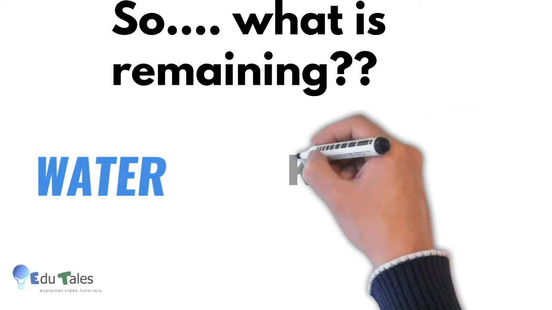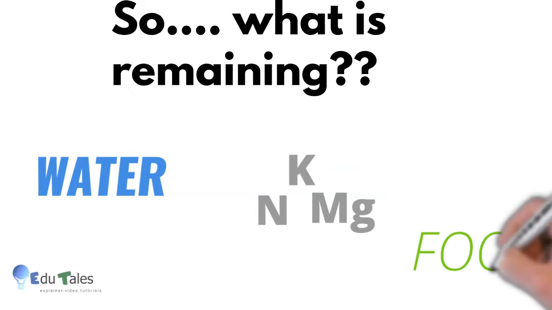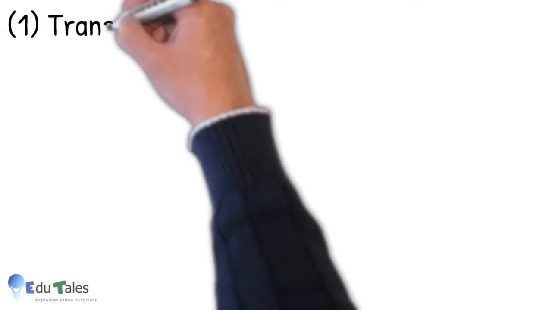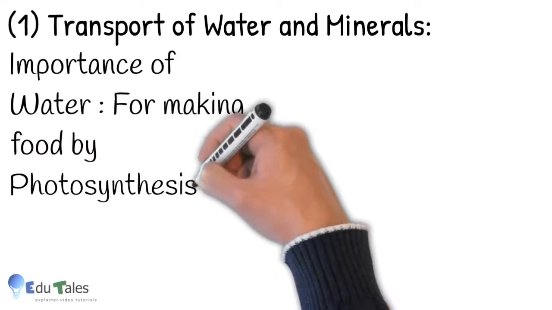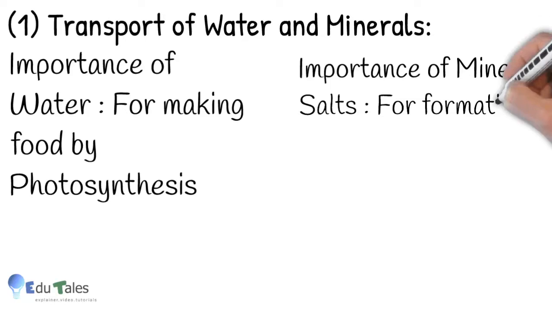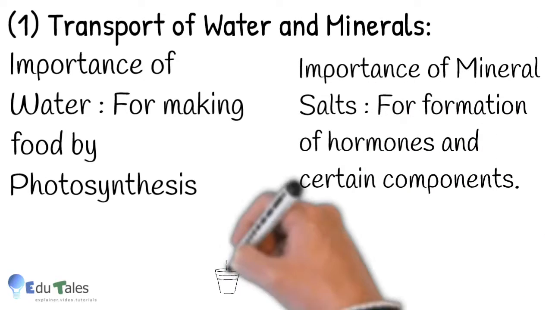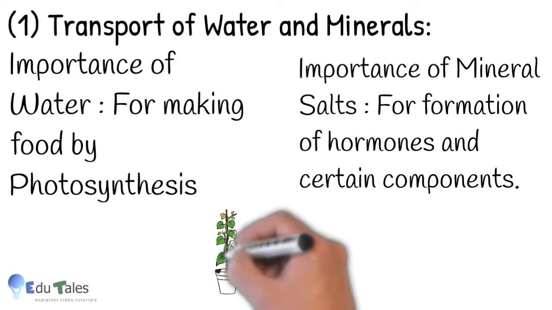Water, mineral ions, and food. Let us see how transport of water and mineral ions occurs in plants. What is the importance of water in plants? They help in making of food by photosynthesis.